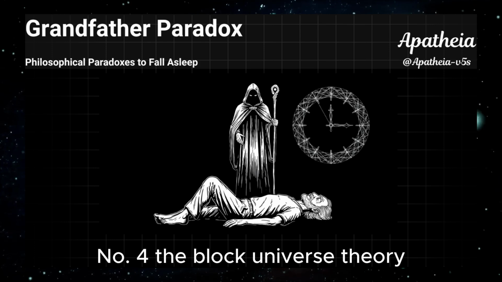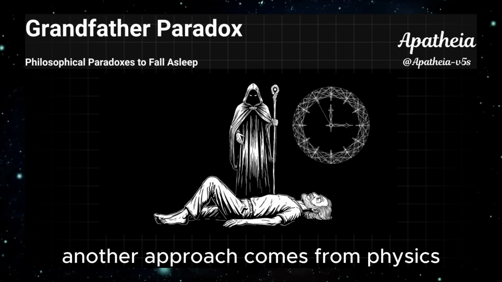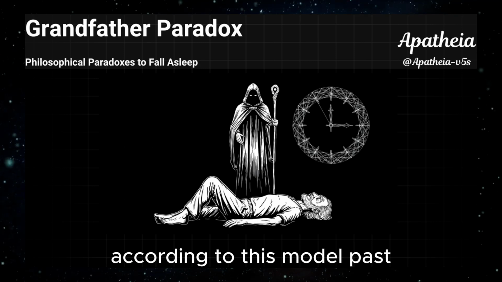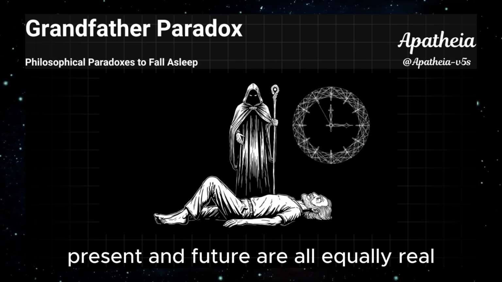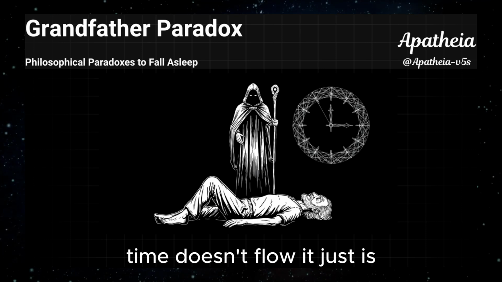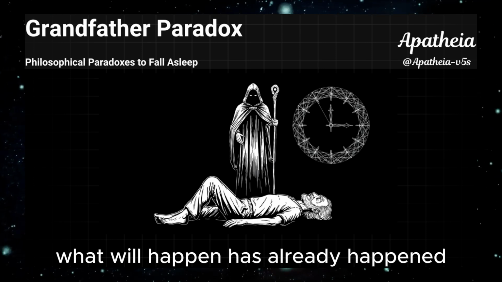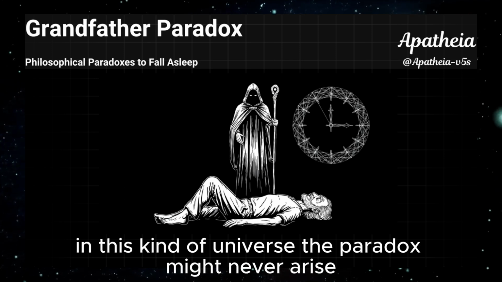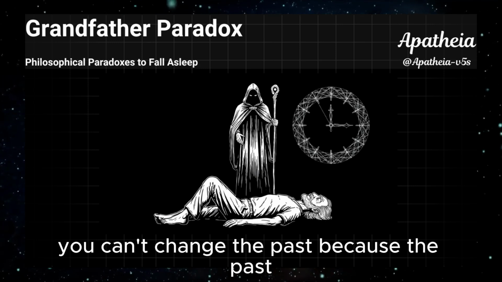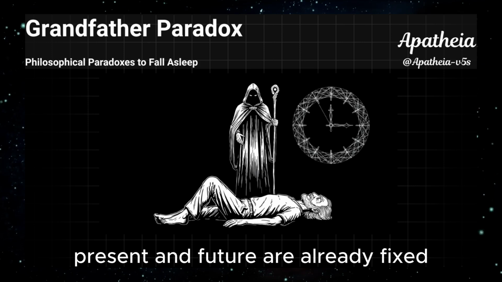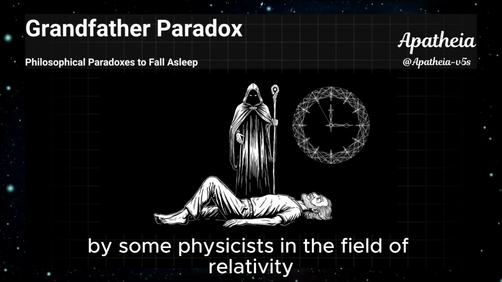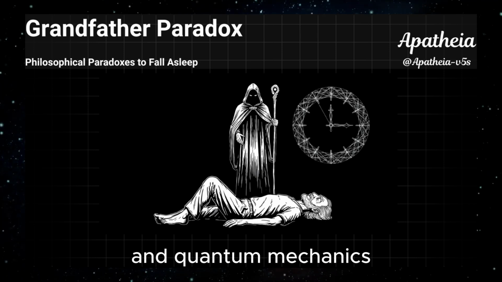Number 4. The block universe theory. Another approach comes from physics and is called the block universe view. According to this model, past, present, and future are all equally real, like frames in a film reel. Time doesn't flow, it just is. From this perspective, what will happen has already happened. In this kind of universe, the paradox might never arise because free will doesn't exist in the way we think it does. You can't change the past because the past, present, and future are already fixed. It's a strange idea, but one taken seriously by some physicists in the field of relativity and quantum mechanics.